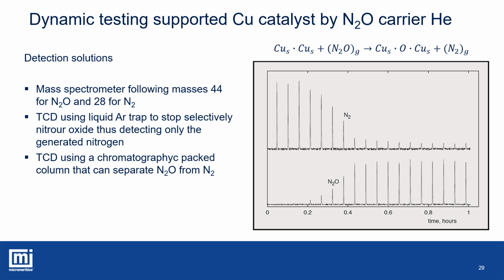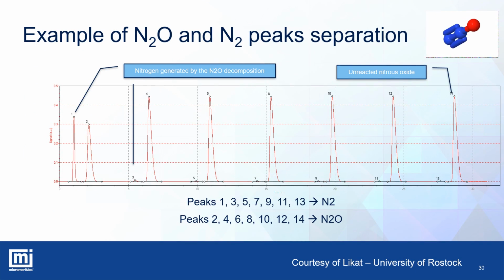The short chromatographic packed column can be installed in the pneumatic circuit just before the analysis channel of the TCD. The column separates nitrogen from nitrous oxide, allowing the quantification of both species.